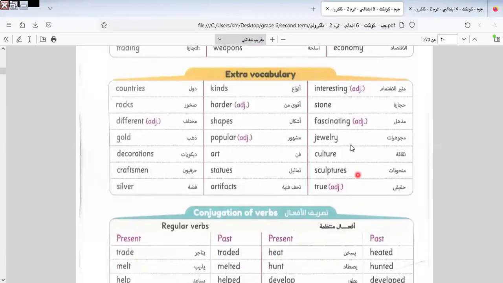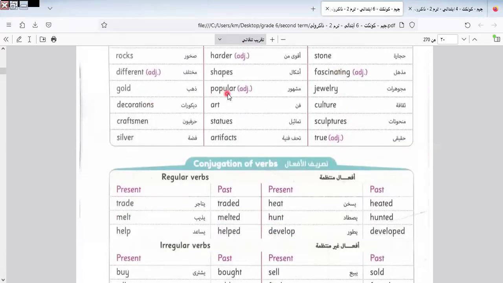Here we have fantastic, gold, popular. Popular has the same meaning as famous. We have famous, the meaning of popular. Okay. We have here jewelry, decoration, art, culture, craftsmen, statues, sculptures, silver, artifacts, and true. Okay, let's go to another one here.